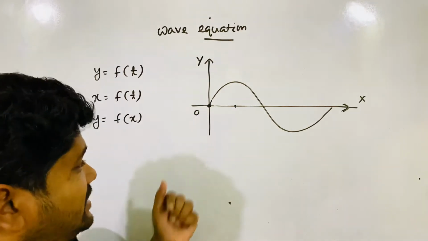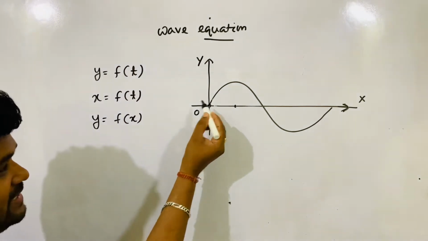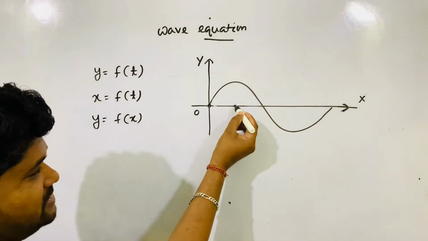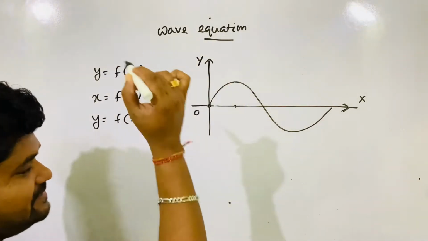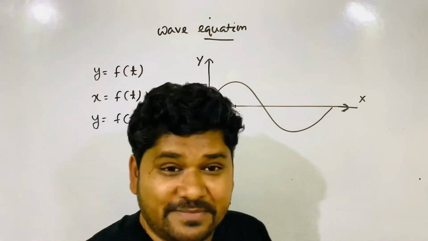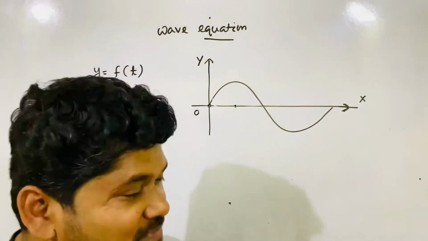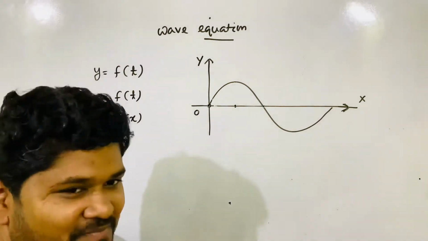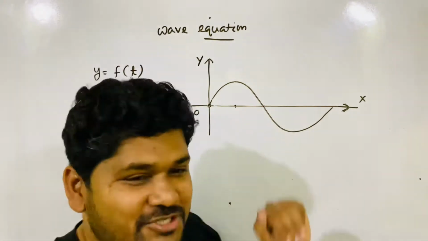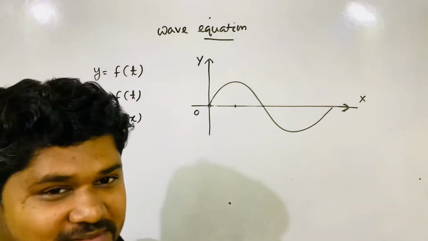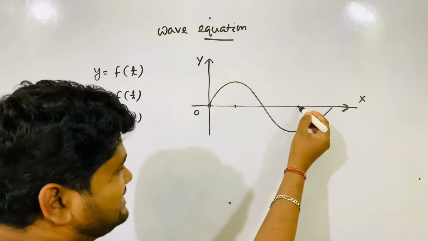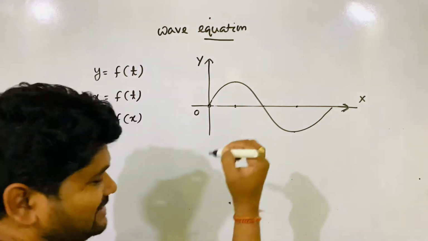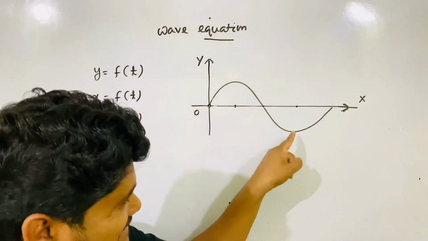At this position, the particle is at the origin. But at this position, when x changes, the particle is at maximum displacement, the amplitude. When x increases again, the particle is at zero displacement, the equilibrium line, the mean position. When x increases again, where is the particle? The particle is here.